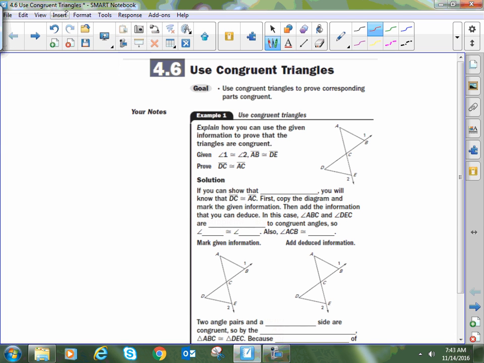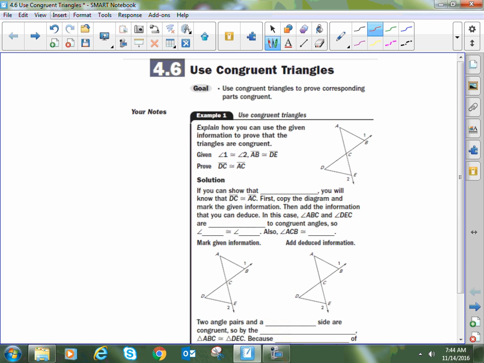Hey everybody, Mr. Piercy here, and what we're going to be looking at today is not necessarily how to prove triangles are congruent, but to take the congruent shortcuts that we've seen, side, side, side, side, angle, angle, side, maybe hypotenuse, leg. We're going to use those shortcuts to prove triangles are congruent, and then extend it one step further to show that a different part of those triangles have to be congruent also.